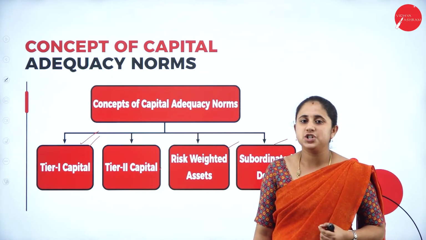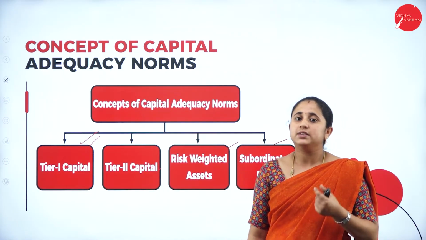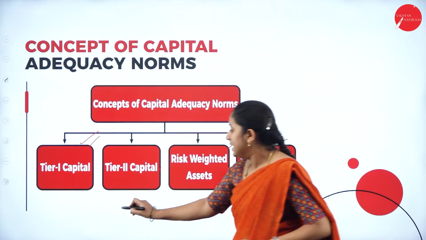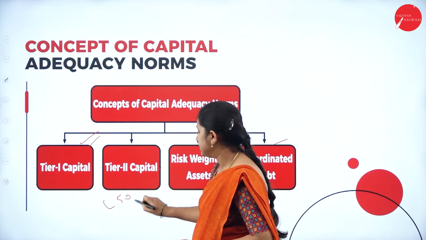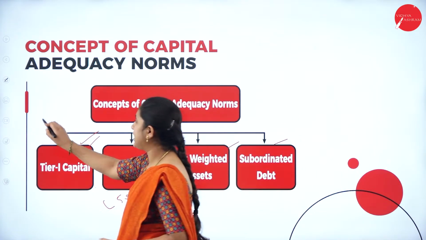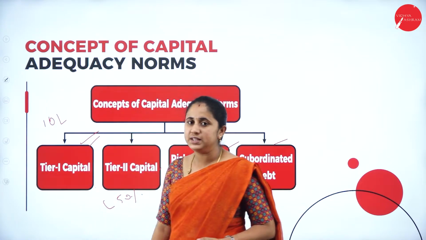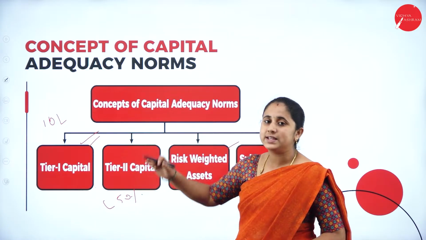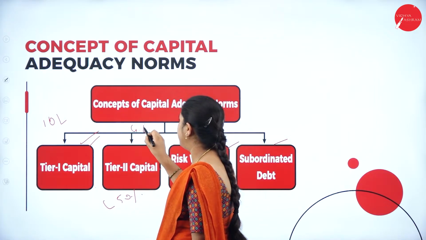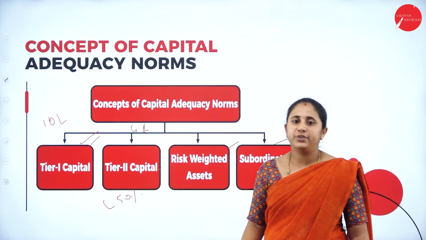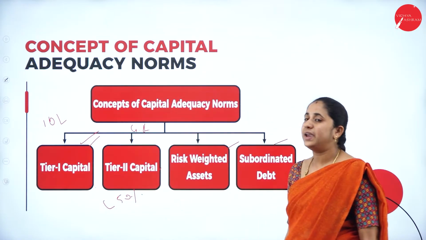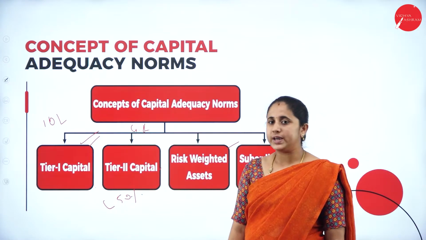But the main condition for Tier 2 capital is that it should be less than 50% of Tier 1 capital. Example: if Tier 1 capital is 10 lakh rupees, Tier 2 capital should be less than 5 lakh rupees. That is the main condition under Tier 2 capital.